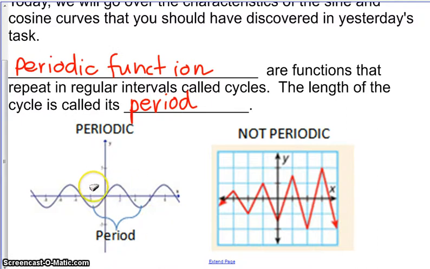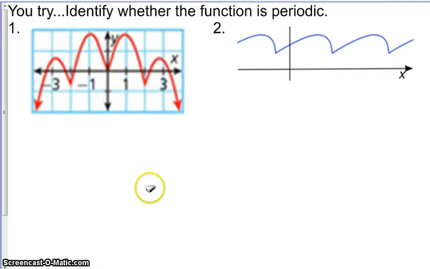The first one is considered a periodic function because if I take it and cut it and slide it over, I should be able to repeat or land on top of that same exact picture or piece of the picture. In this picture, if I were to cut it and slide it over, it would not land exactly on top of itself in the remaining part of the graph. So take a look at these two pictures. See if you can decide which one is periodic and which one is not.